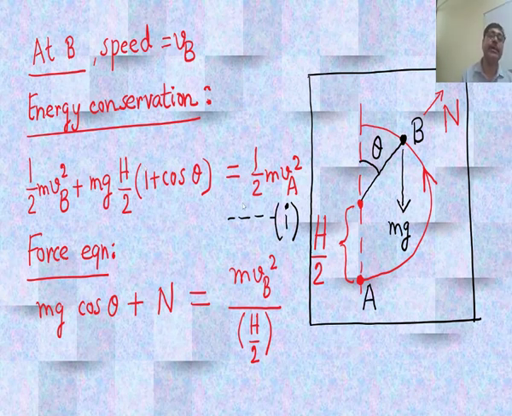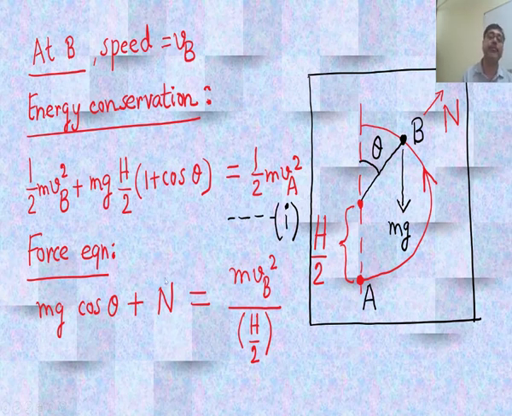So we need to simply consider this equation and consider the force equation also. The force equation is important because ultimately we need to use this capital N, the thrust, and at the point of breaking off, we will put this capital N to be zero. So what is the force equation? Just check it out. Mg cosine theta is the force acting on the particle at B, which is downward. And then capital N is the thrust, and then the right hand side is the centripetal force of the particle. So the effective force is on the right, which is nothing but mv square by r, where r is the radius, which is H by 2.